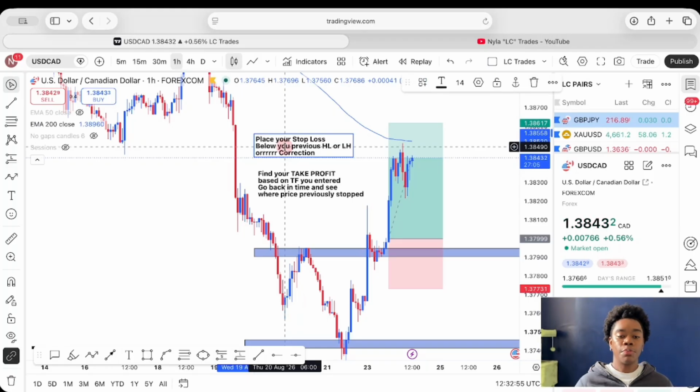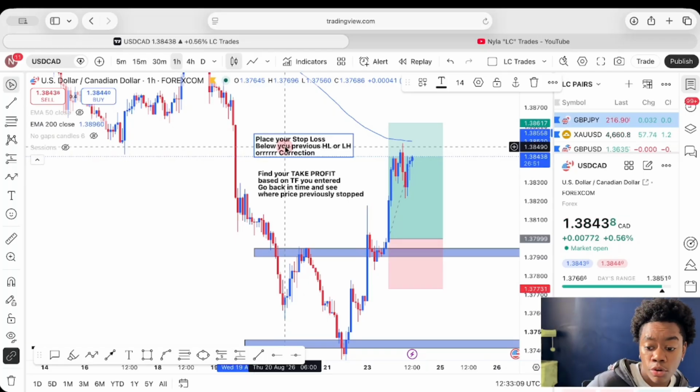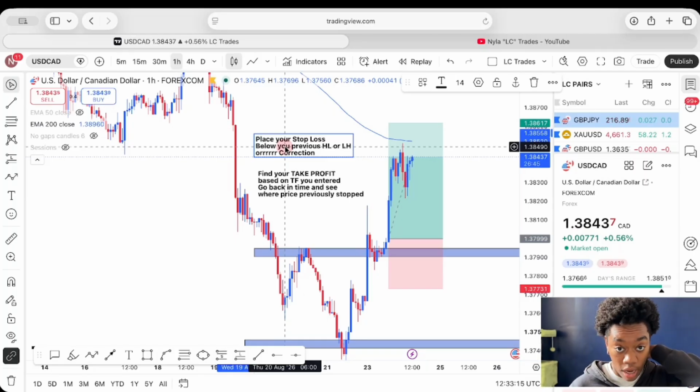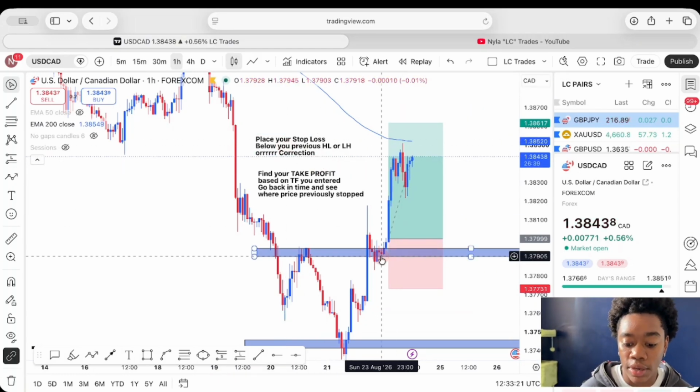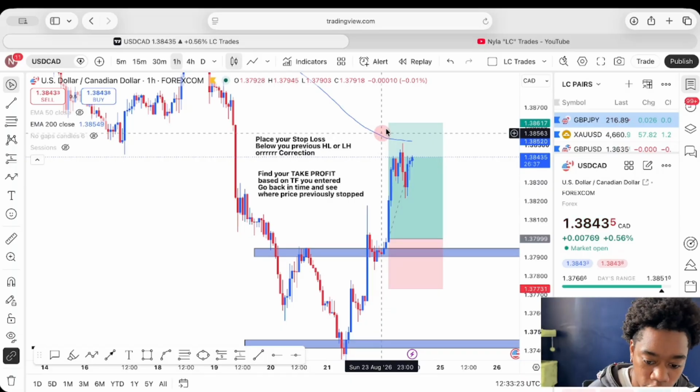Stop loss needs to be placed below your higher low, lower high, or your correction. Take profit needs to go based off of the time frame you entered. If you entered on the 5 minute, find a 5 minute take profit. Why are you finding a daily take profit and you entered on the 5 minute? Now it will work, don't get me wrong. However, your stop loss is gonna be messed up, because your stop loss is not gonna make sense for a daily take profit. Now, my best advice, like I said, is if you entered on the 1 hour, find a 1 hour take profit.